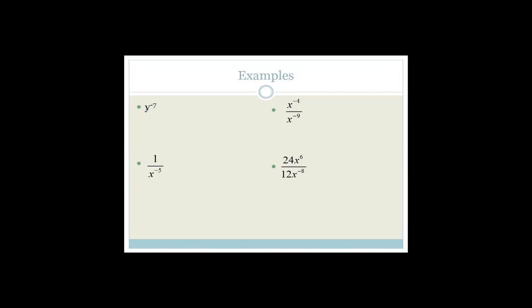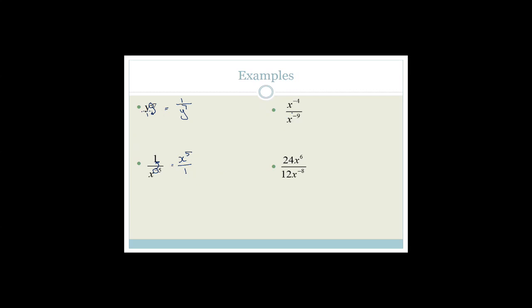The easiest one, we've got y to the minus 7. And what's important is to realize that there's an implied divide by 1, which means that this minus is taking this y to the other side of this line. So it becomes 1 over y to the 7. You're inverting, basically. Similarly, over here, this minus means you're taking the whole of this to the top. So it becomes x to the 5 all over 1.